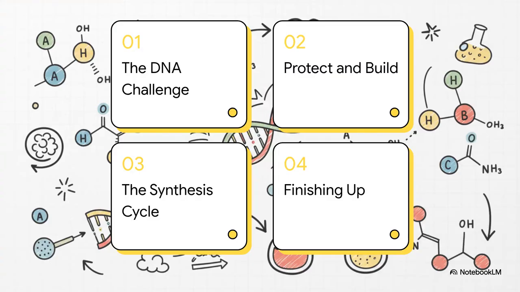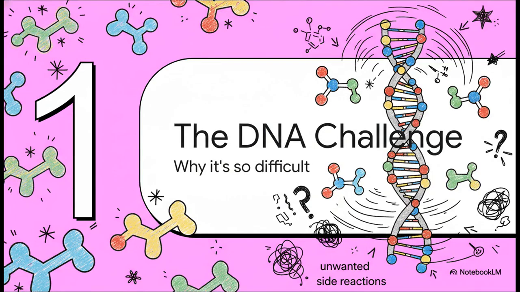All right, so here's our game plan. First, we're going to look at why this is so tricky in the first place. Then we'll dive into the brilliant two-part strategy that makes it all possible. After that, we'll spend most of our time on the four-step cycle that actually builds the DNA chain. And finally, we'll see how it all gets cleaned up at the end. So let's start with the big problem.